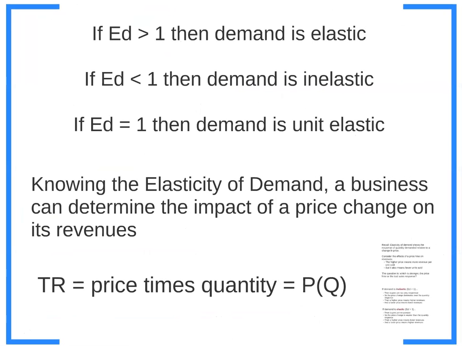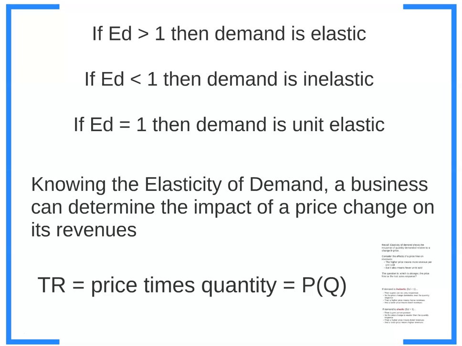So the elasticity of demand can tell us some useful things. It's a very common way that both economists and business people will describe the nature of the demanders, the customers, let's say, the buyers of a particular product. If the elasticity of demand comes out to a number greater than 1, then we would say demand is elastic. If it comes out to something less than 1, we would say demand is inelastic. And if elasticity of demand is equal to 1, then we would say demand is unit elastic.